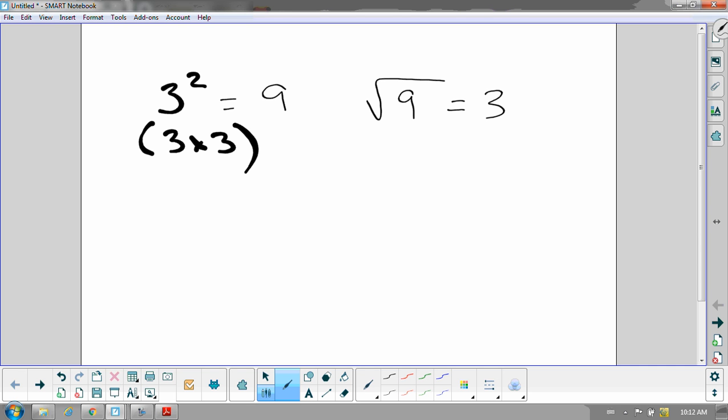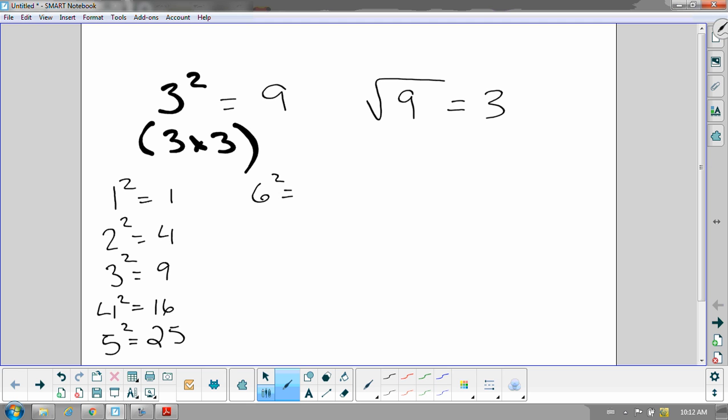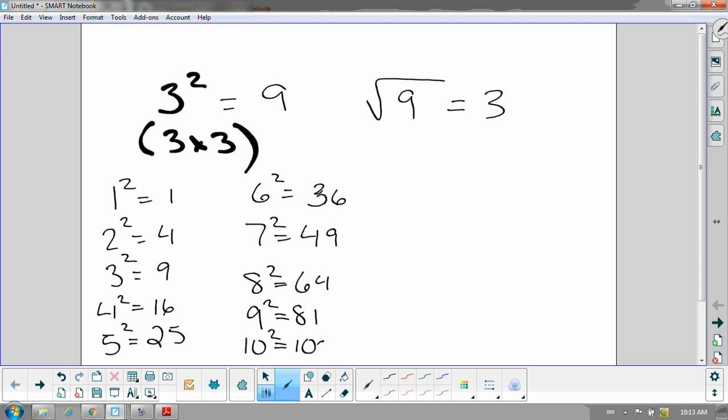So when we talk about the perfect squares, we think 1 squared is 1, 2 squared is 4, 3 squared is 9, 4 squared is 16, 5 squared is 25, 6 squared is 36, 7 squared is 49, 8 squared is 64, 9 squared is 81, and 10 squared equals 100.